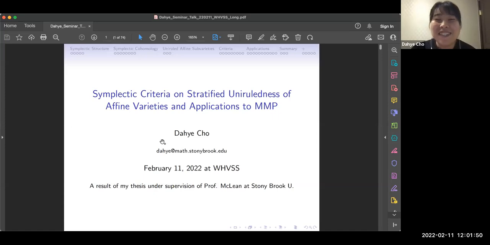So today we are interested in a certain non-compact symplectic manifold called the completion of a Liouville domain. A Liouville domain is a compact symplectic manifold with boundary, with an exact symplectic two-form and a Liouville vector field that is transversely pointing outward along the boundary, and it induces a contact structure on the boundary.